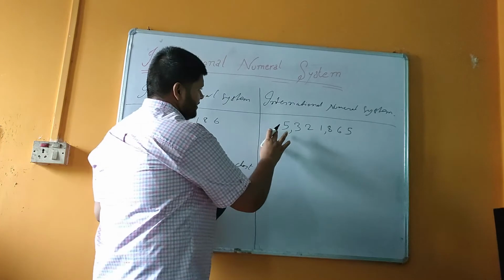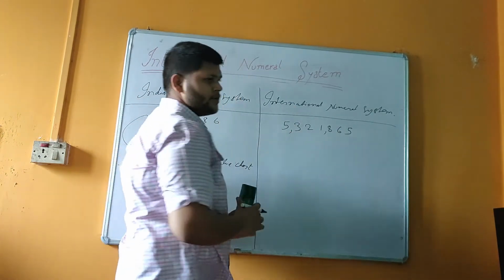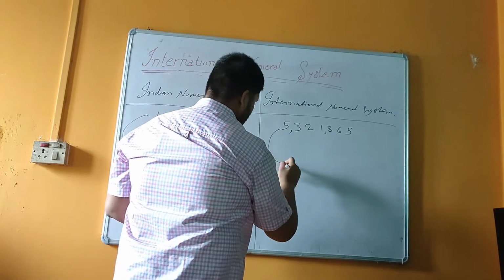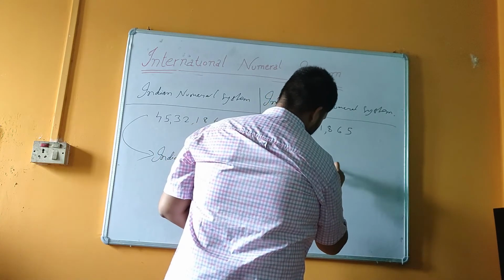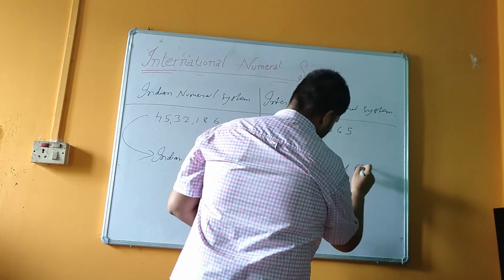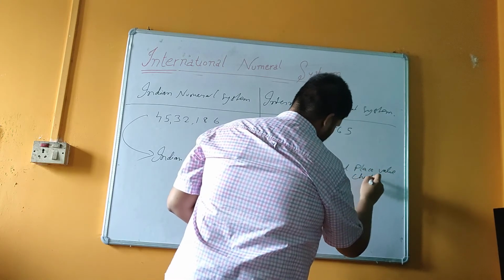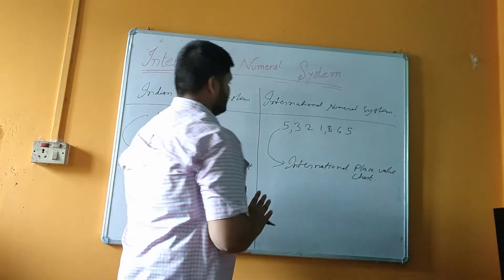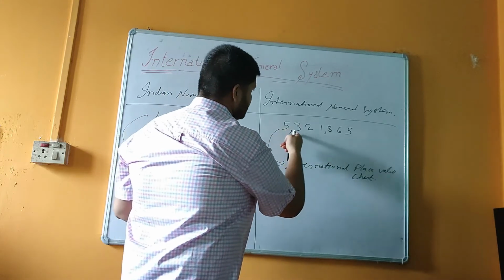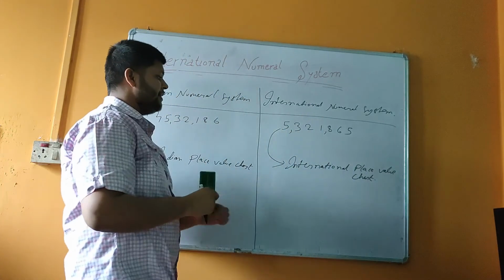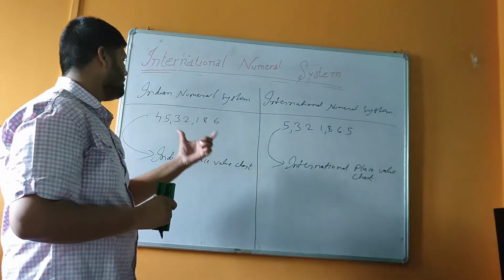Again, this is an international numeral system number. So if you want to transform this number into words, you have to follow the international place value chart. By following this chart, you can transform this international numeral system number in terms of words. I hope the basic difference is clear between these two number systems.